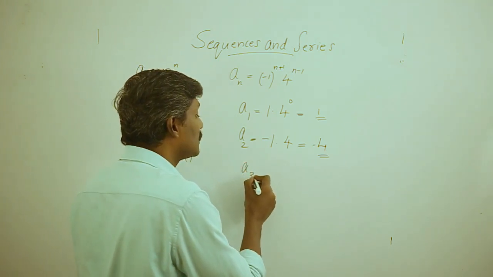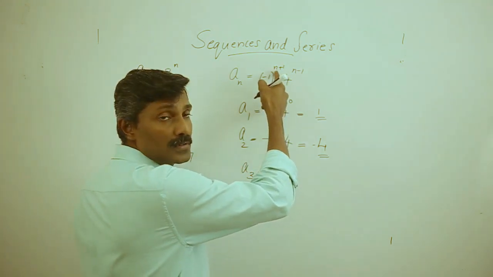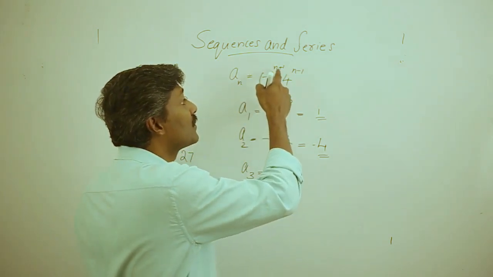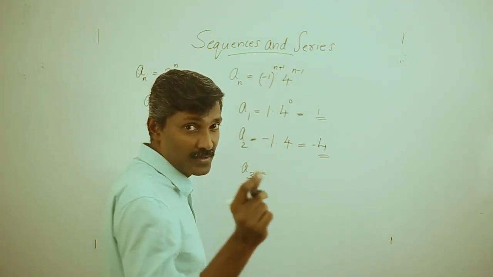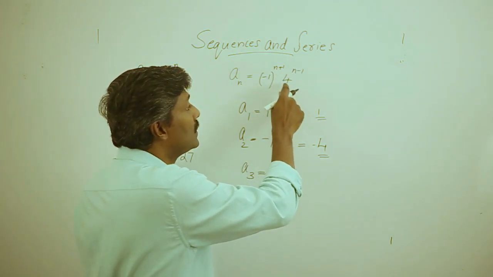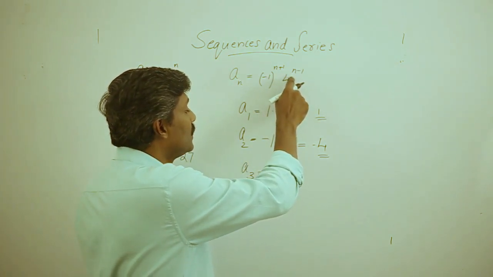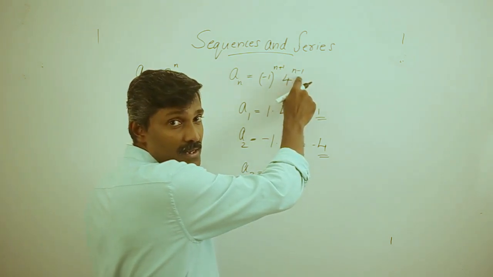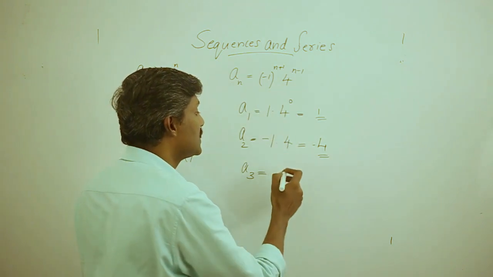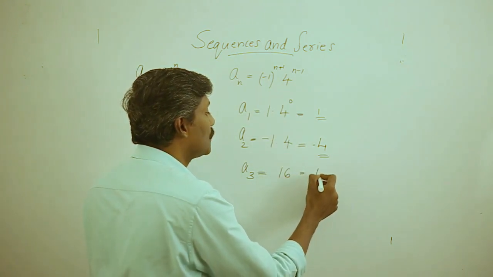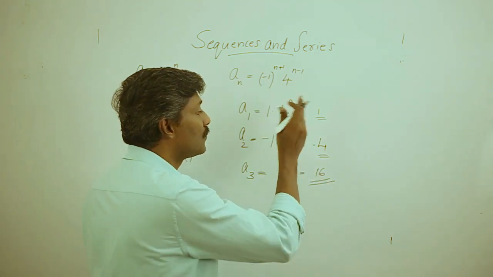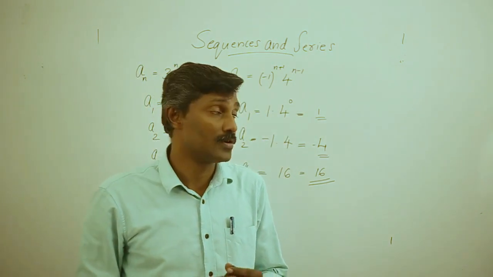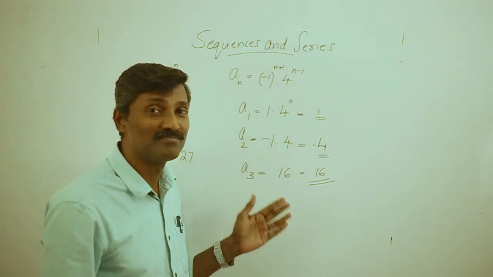Now let's find out the third term. Let's put n equal to 3. So 3 plus 1 is 4, which is even, and I told you minus 1 raised to an even term is always positive. It is plus 1. So this becomes plus 1, and this is 4 raised to 3 minus 1, which is 2. What is 4 square? It is 16. So it is basically 1 into 16, that is 16. So you get the first 3 terms as 1, minus 4 and 16. Now tell me, was that difficult or was that easy? It was easy for you, right?